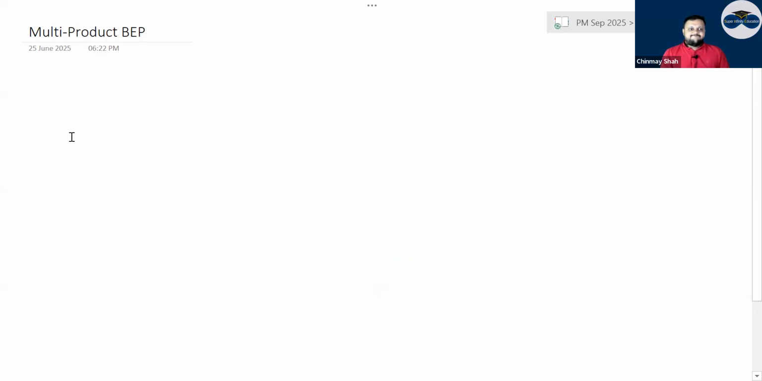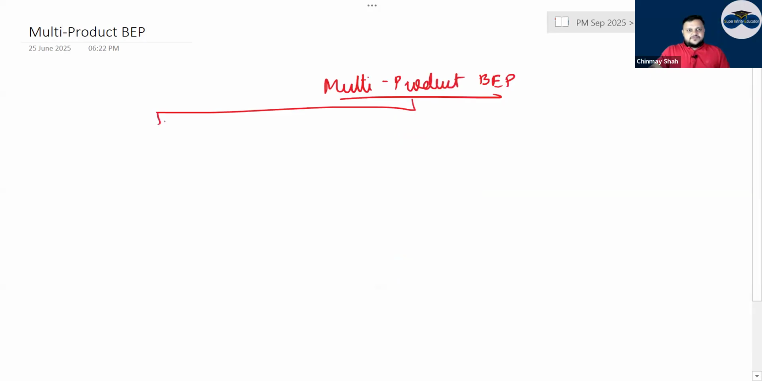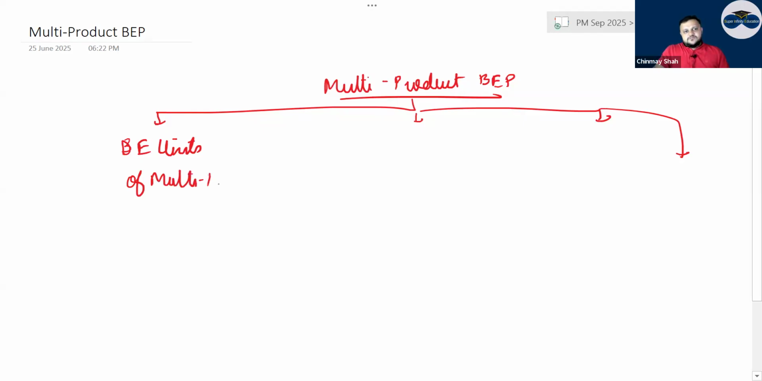Multi-product BP. Write down the heading. In this, three types of questions are asked: 1, 2, and 3. B units of... Also, a 4th, advanced type of questions is asked. Make a 4th type also. BP units of multi-product manufacturing.